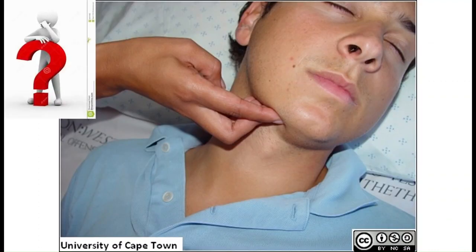What can I learn from this image? I can see that the fingers of the examiner are just deep to the margin of the mandible. It is not near the midline, and this area is called the digastric triangle or the submandibular triangle, where one can find the submandibular lymph nodes. This is a skill you are going to learn in the future.